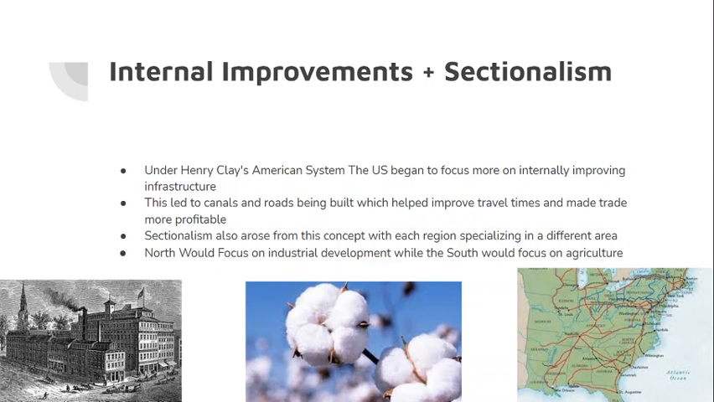So the north would tend to focus more on industrial development. The south would focus on agriculture. As you can see here, this is a factory. The north was an industrial powerhouse, so they would be focusing a lot on manufacturing.